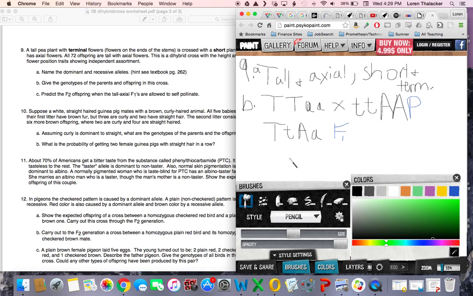Okay, and then letter C asks you to cross the F1 generation to get an F2 generation. So when we take big T, little t, big A, little a, so this is that heterozygous individual, and we self-pollinate it, so we cross it with its own genes. That's going to give you your F2 generation.